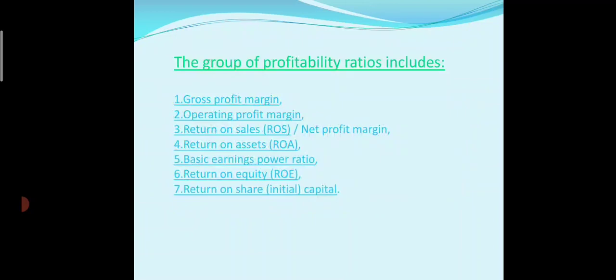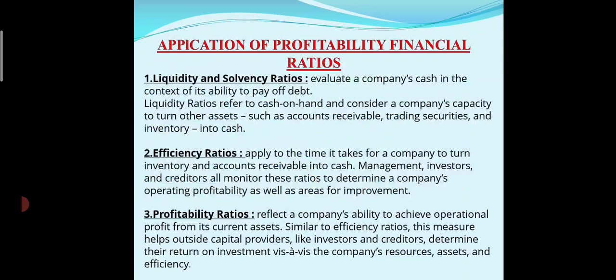Next, the group of profitability ratios includes: first, gross profit margin, then operating profit margin, then return on sales or net profit margin, then return on assets, then basic earning power ratio, then return on equity, and last, return on shares in share capital. So these are the types of profitability financial ratios.